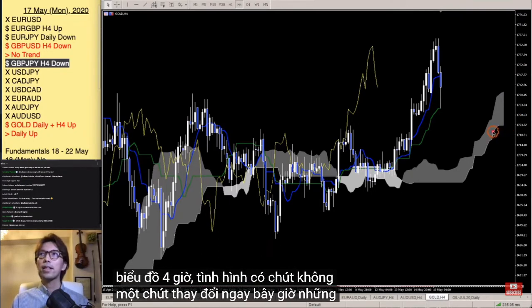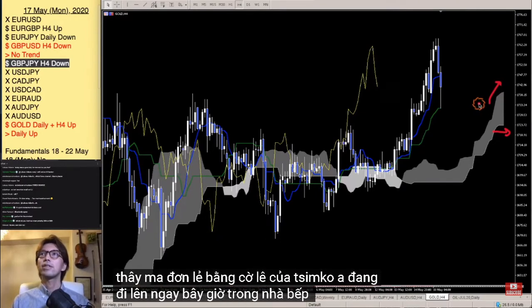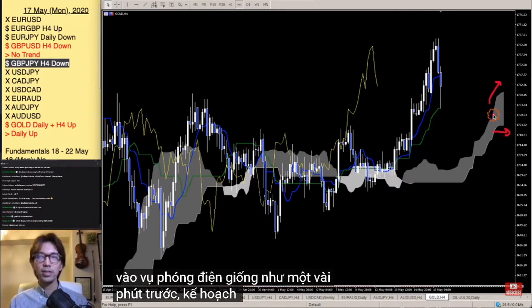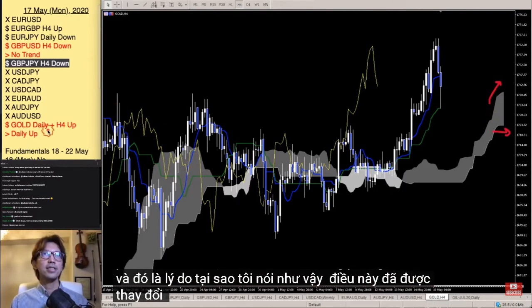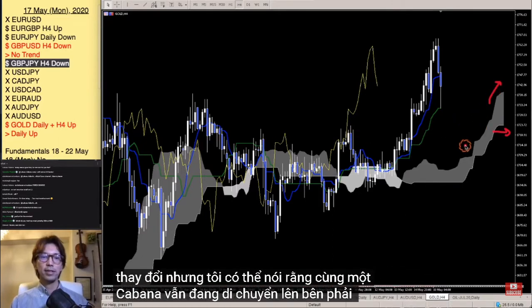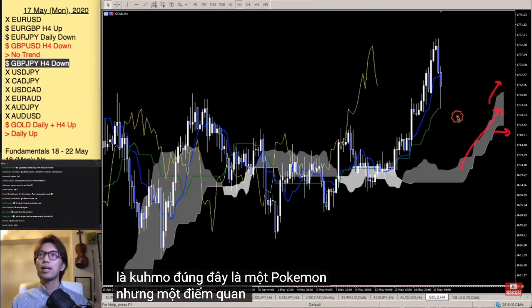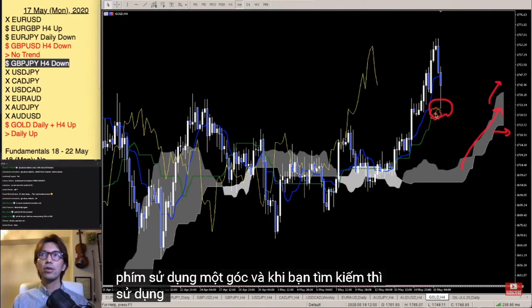Right now, the Senko span B is flat, but Senko span A is going up. And Kijun Sen is flat. And again, when I looked at this chart a couple of minutes ago, the Senko span A was flat, and that's why I said that this changed, but I can say that Senko span A is still moving up, right? So this is up Kumo. But another important point is the Kijun Sen angle. The green one, Kijun Sen, is flat. This is still consolidating, right?